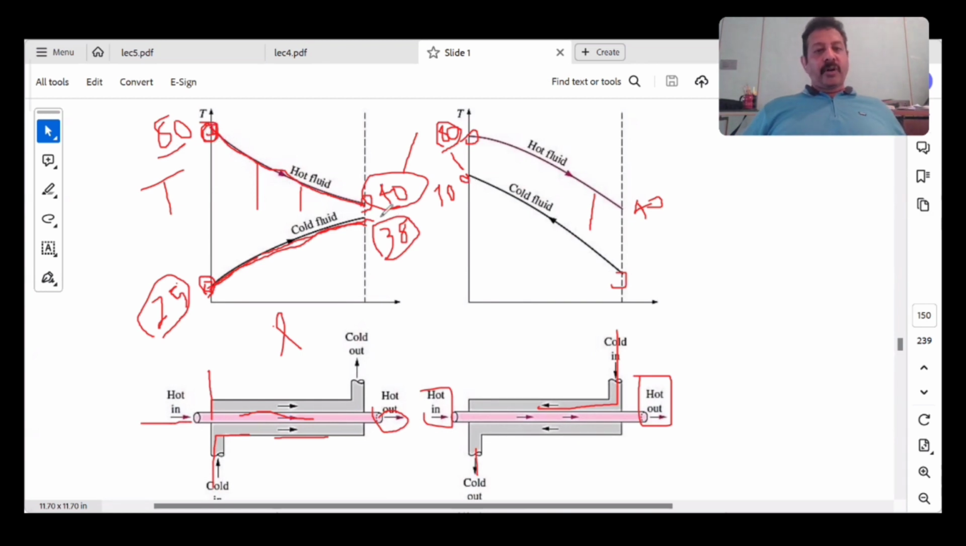இது hot fluid 80 to 40 வருது, cold fluid 25 to 40 தான் போக முடியும். Maximum temperature that can be attained by the cold fluid will be the outlet temperature of the hot fluid. But whereas here, the cold fluid has the probability of reaching the inlet temperature of the hot fluid. Length நிறைய இருந்ததுன்னா theoretically it can also reach 80 here. So that is the advantage with the counter flow operation.